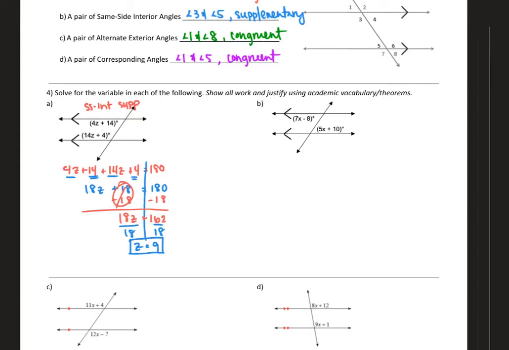Then to justify using academic vocabulary, we need to basically state the angle pair and the relationship. So I'm going to say these are same side interior angles. So they are supplementary.